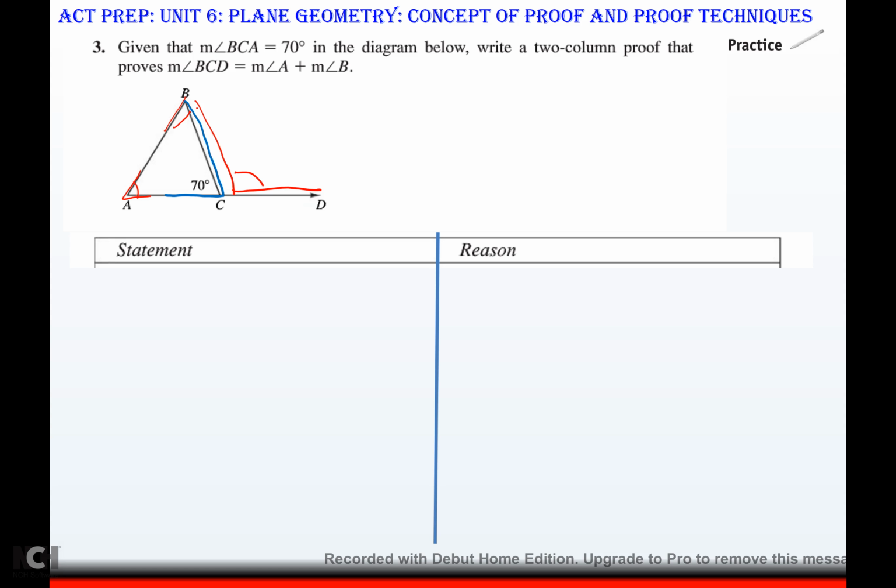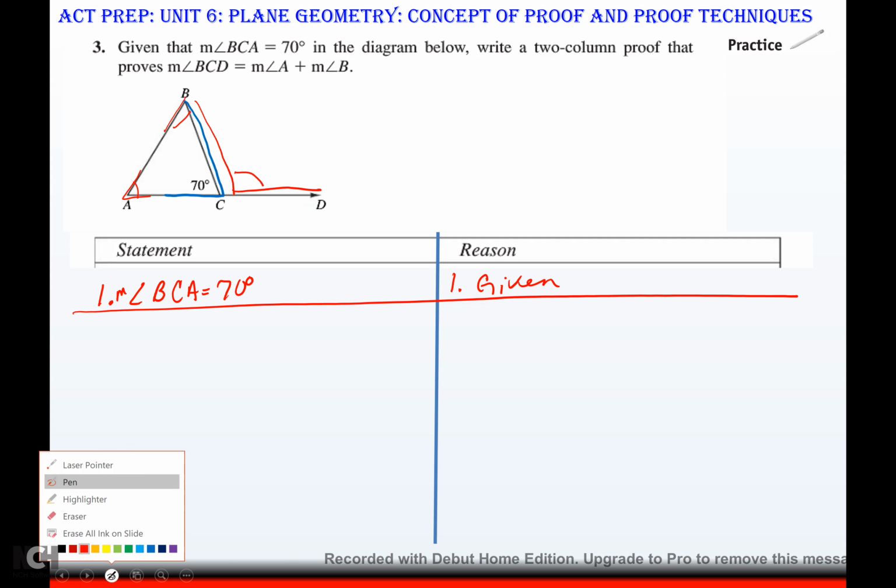Well, what I have to do is start with what's given. So I was given that, and I should put the little m for the measure, the measure of angle BCA is 70 degrees, and that was given to me. Okay, step 2, where can I go from there?